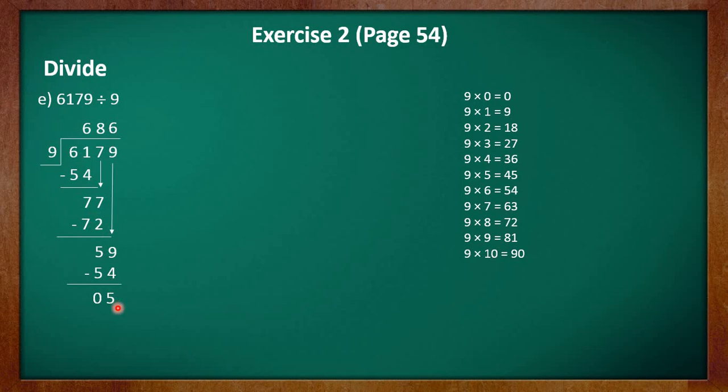So we have to stop our division here and this will give us 5 as the remainder. So we can say that the final answer of our division is quotient is 686 and remainder is 5. Kids, let's now take a look at exercise 3, which is at page number 55.